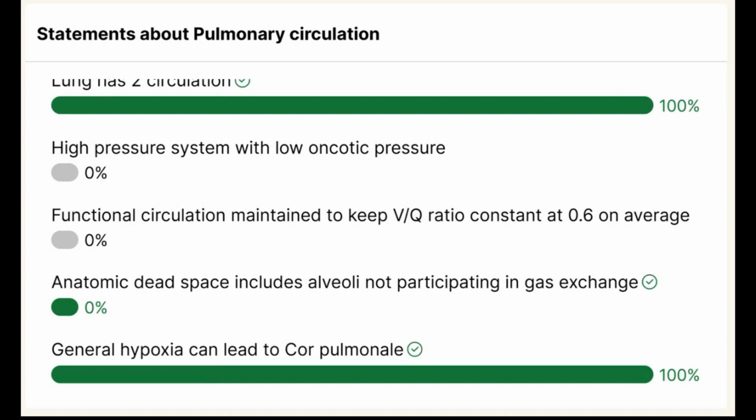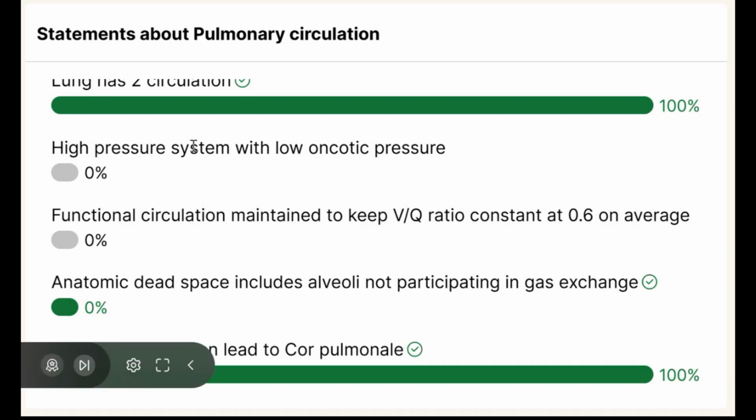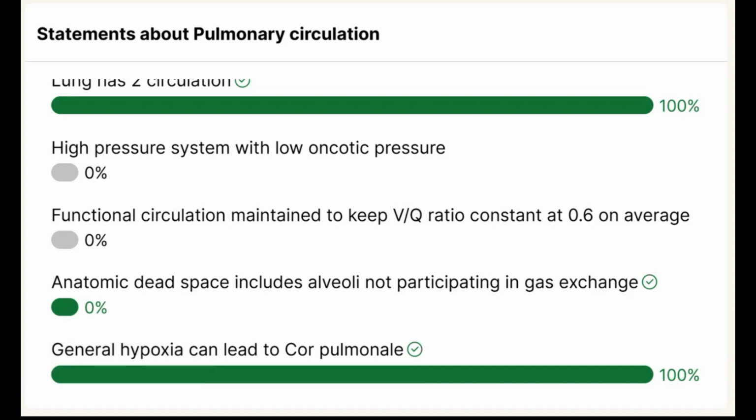And the anatomic dead space includes, I don't think the third one, sorry, the fourth option should be correct. And then the fifth option, yeah, it does lead to cor pulmonale, and the reason is because it can lead to pulmonary hypertension, and that would lead to compensation and eventual decompensation by the right ventricle, and that would eventually lead to cor pulmonale.